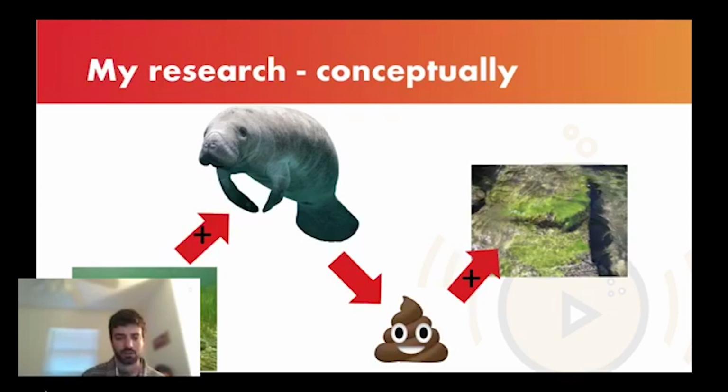The manatees are eating the grasses. The grasses are benefiting the manatees. They're pooping a lot, and they're also peeing a lot. And this poop and pee is rich in nitrogen. And so we think that will possibly stimulate algal production because there's added nutrients to the water column.